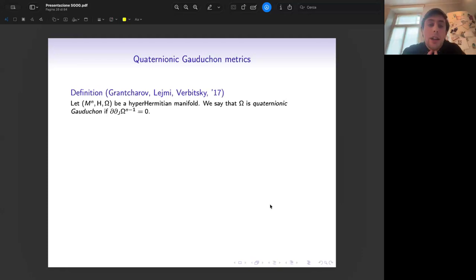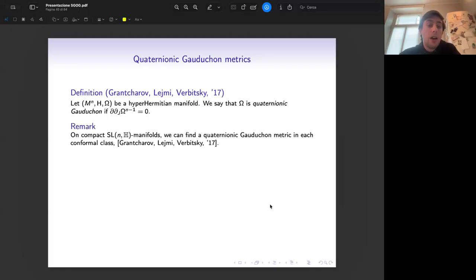And as the name suggests, actually, we can find a quaternionic Gauduchon metric in any conformal class on a compact SLNH manifold, as an analog of the Gauduchon theorem in complex geometry. But outside the SLNH world, the existence of such metrics is not guaranteed.